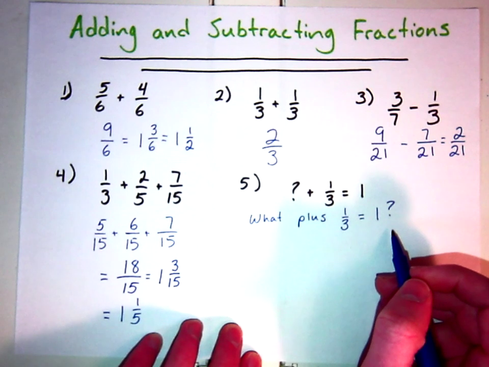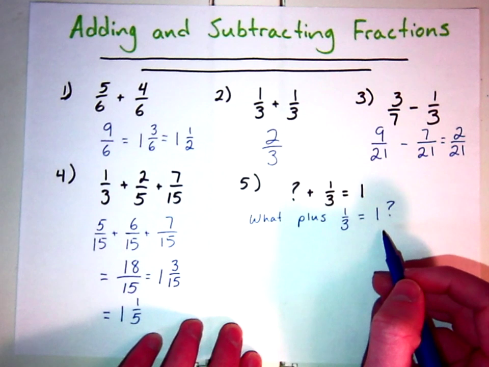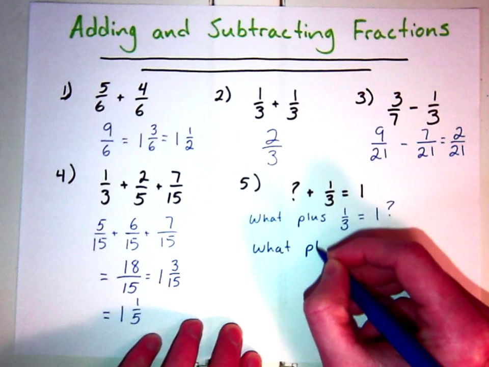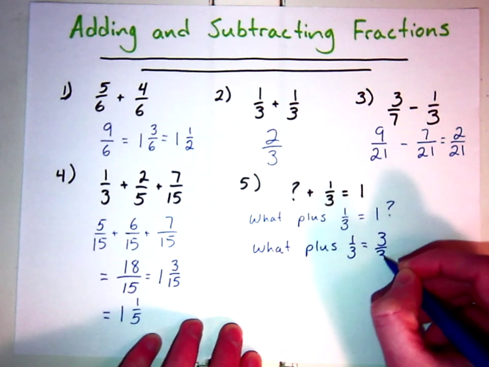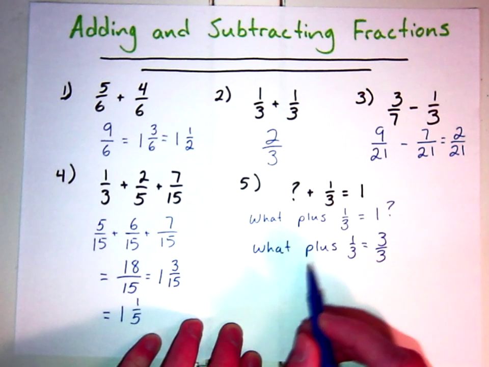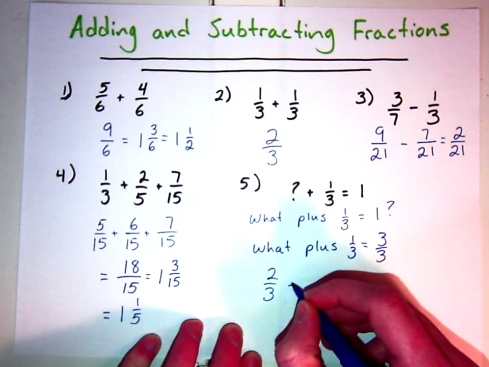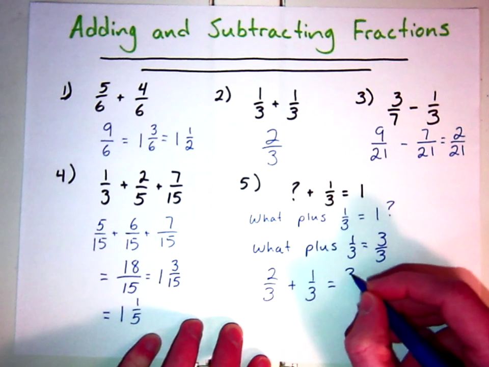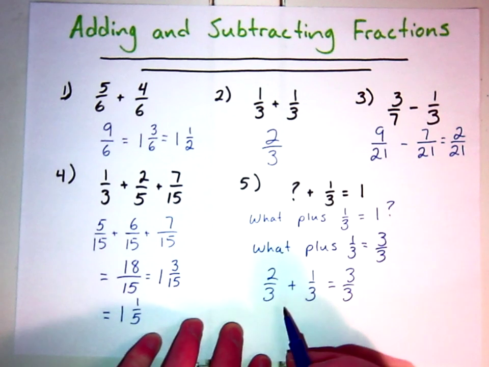Well, the number 1 is equal to 3/3, isn't it? So I could say, what plus 1/3 equals 3/3? 1 is 3/3. 3 divided by 3 is the number 1. Well, that should be pretty easy then, because I would say 2/3 plus 1/3 equals 3/3. 2 plus 1 is 3, and the denominators stay the same.